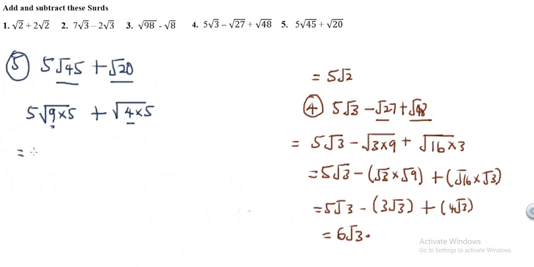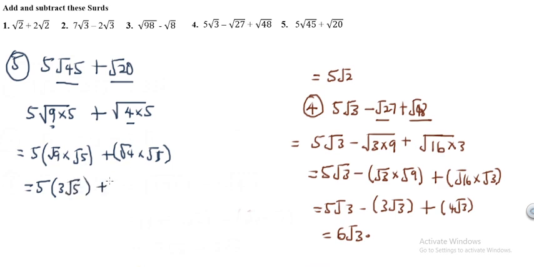So this is equal to 5. If you break this down, it looks like root 9 times root 5 plus, here this is root 4 times root 5. So that this is 5, open brackets, we have root 9, which is 3, times root 5 plus, this is root 4, which is 2, times root 5. So we have root 5 here. And then here we have 5 times 3 root 5. So this 5 multiplying this 3.